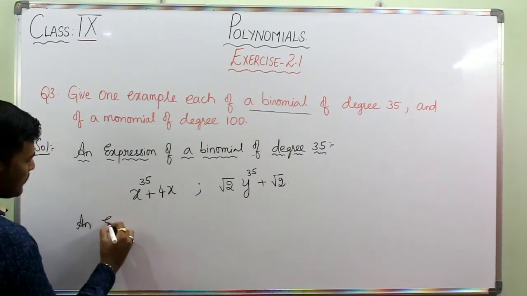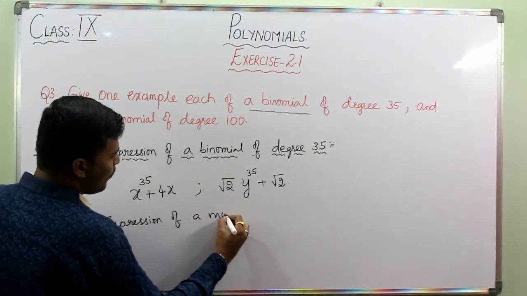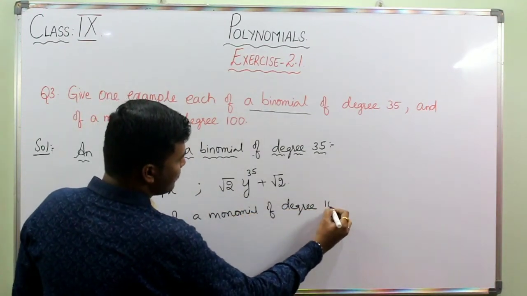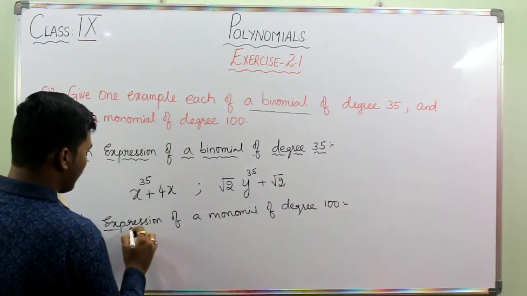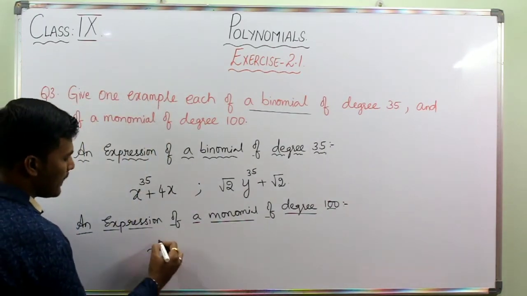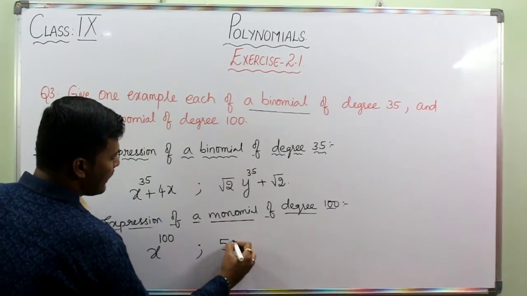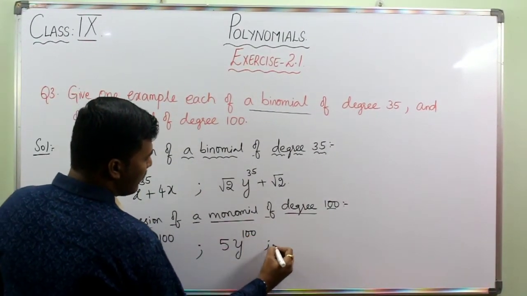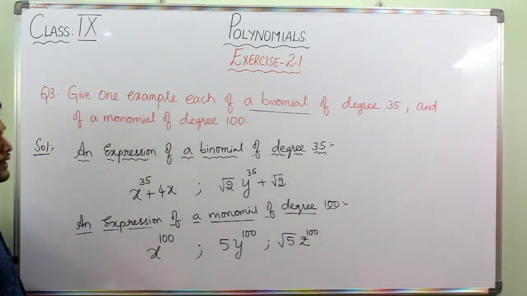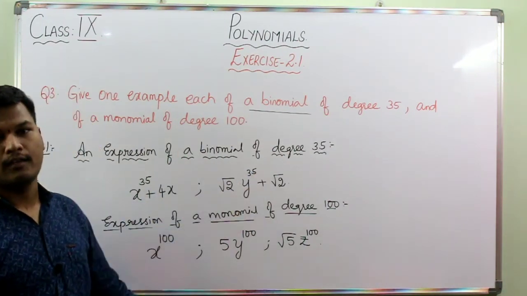Now let us see a monomial of degree 100. A monomial is nothing but an expression having only a single term. So I can directly take x to the power of 100, or I can also take 5y to the power of 100, or root 5 z to the power of 100. So these are the examples of a monomial of degree 100, and a binomial of degree 35.